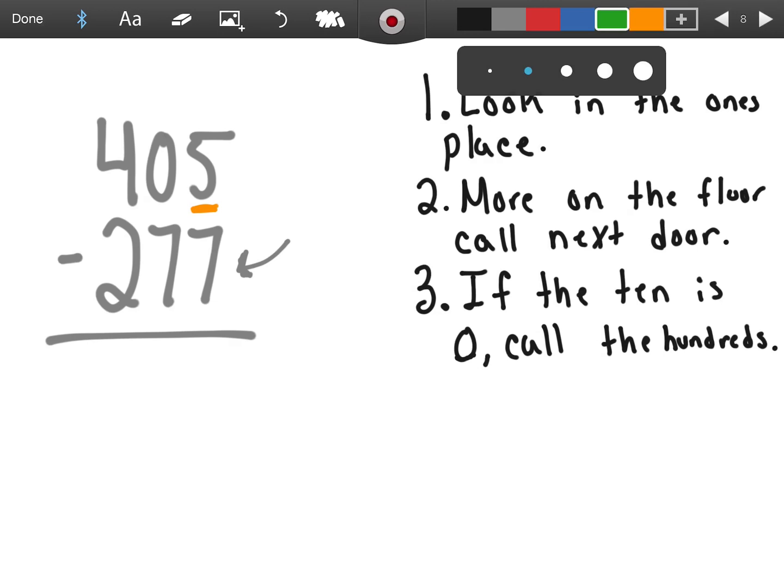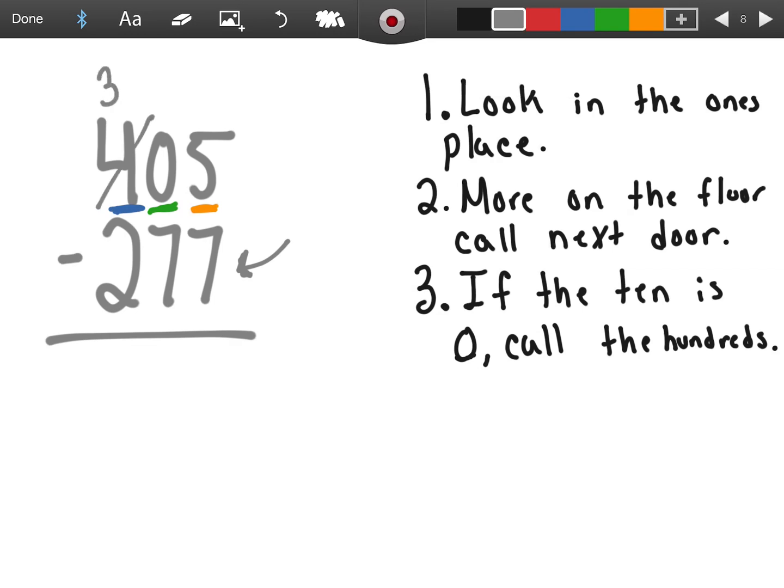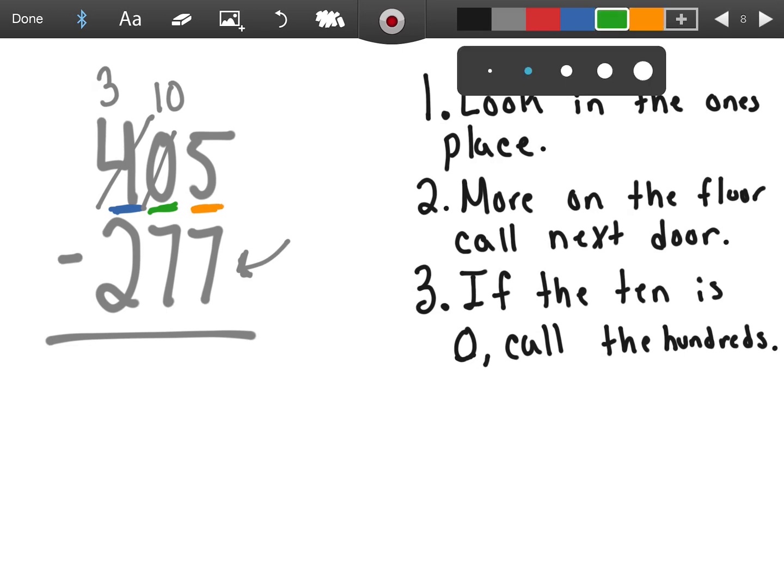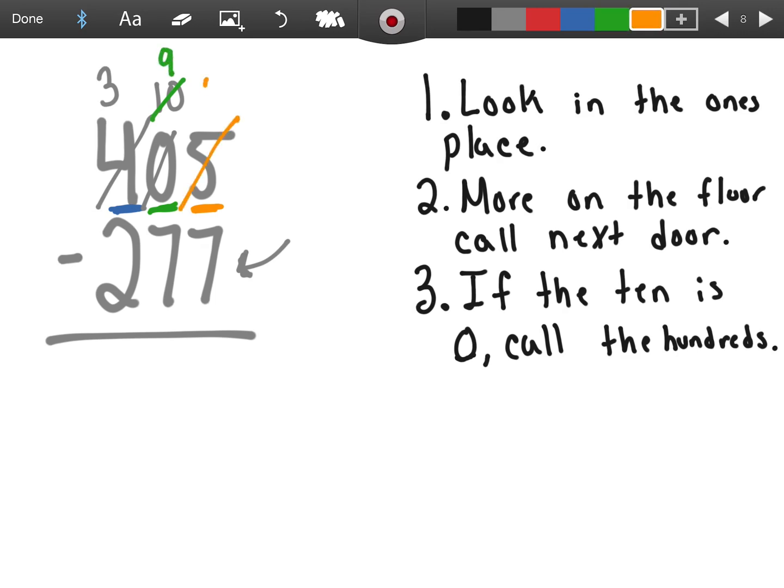When we call next door to the tens place, he doesn't have any, so we actually have to call the hundreds to borrow. We're going to then regroup, so the hundreds becomes a 3 and the tens becomes a 10. Now, my friends, we go back to the ones place and we call up the tens to borrow some. That becomes a 9. This becomes a 15. And then we can subtract.